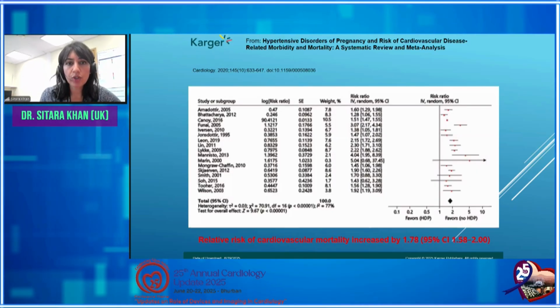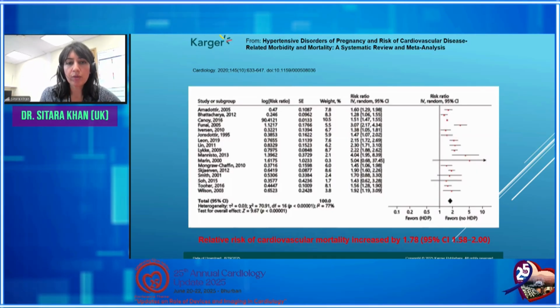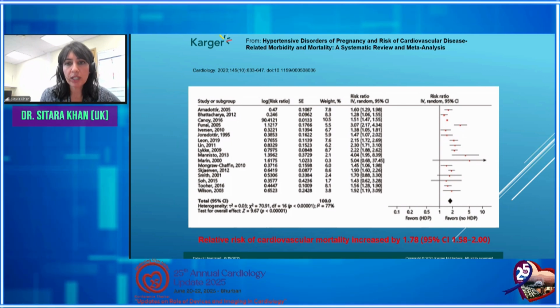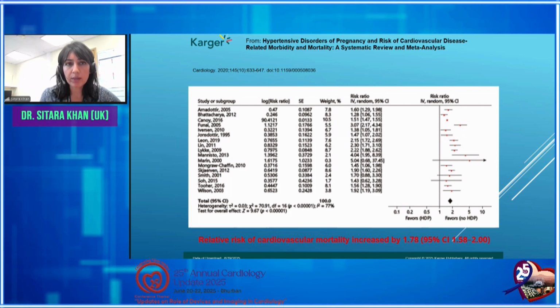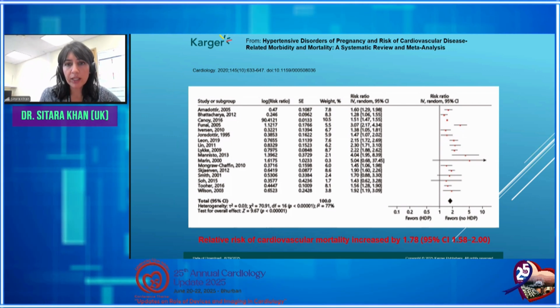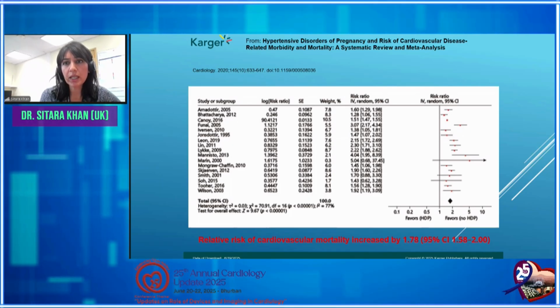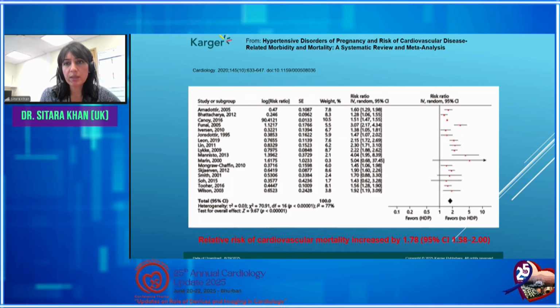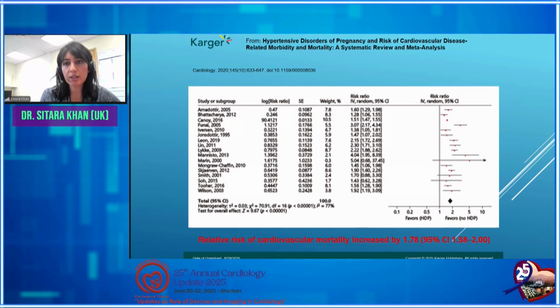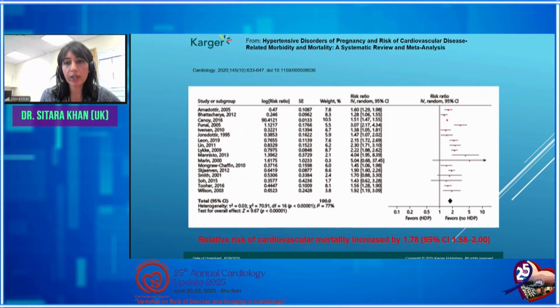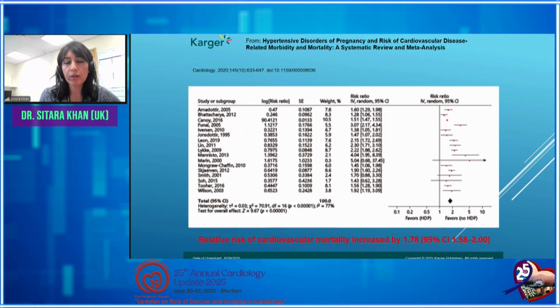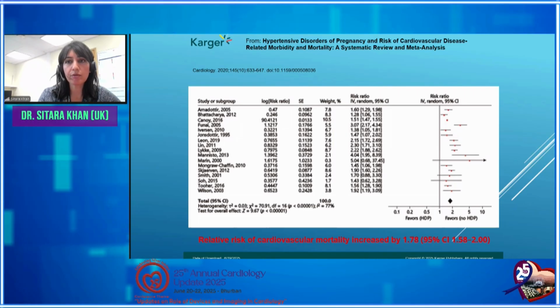And this just shows that increased relative risk of cardiovascular mortality in a scatter plot format. Really, that's quite striking. And the confidence intervals you can see for all of those studies, apart from 3 of them, the confidence interval is quite convincingly towards a higher relative risk.